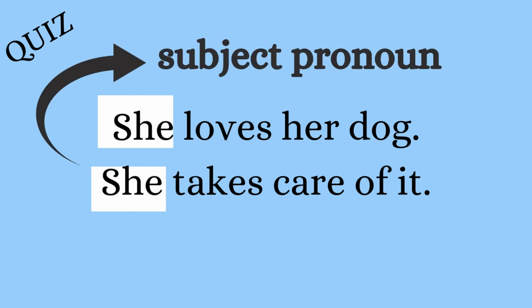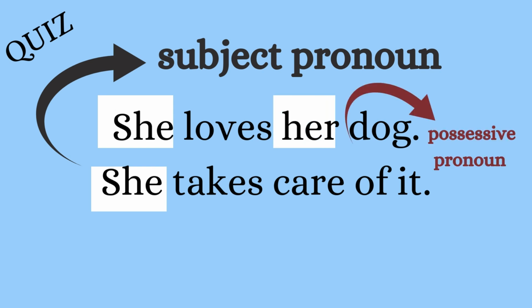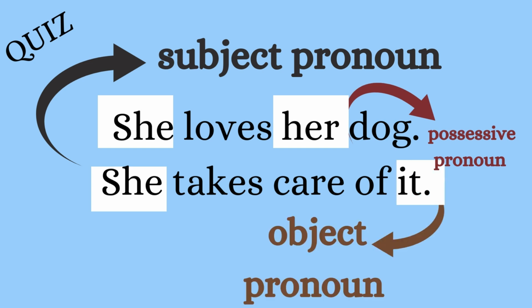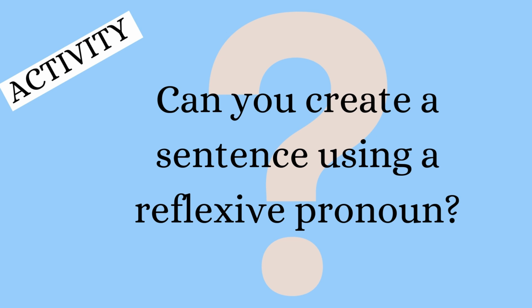Did you get it? The word she in both these sentences is a subject pronoun, and her in the first sentence is a possessive pronoun, and the word it in the second sentence is an object pronoun. Can you create a sentence using a reflexive pronoun? Share your answers in the comments.